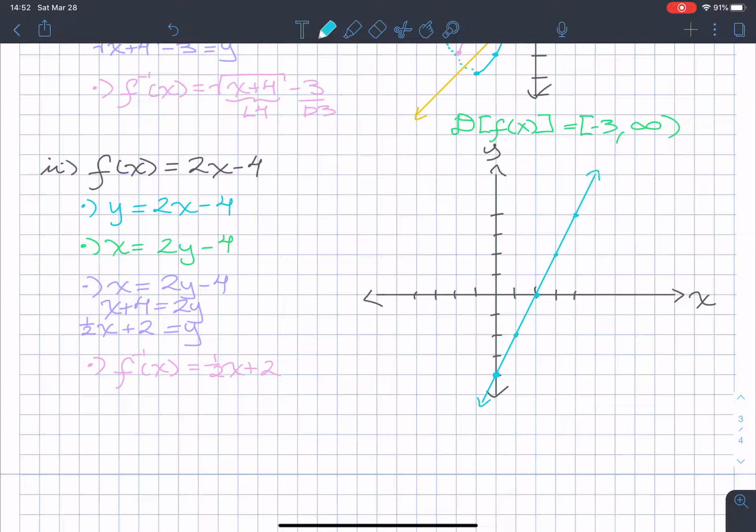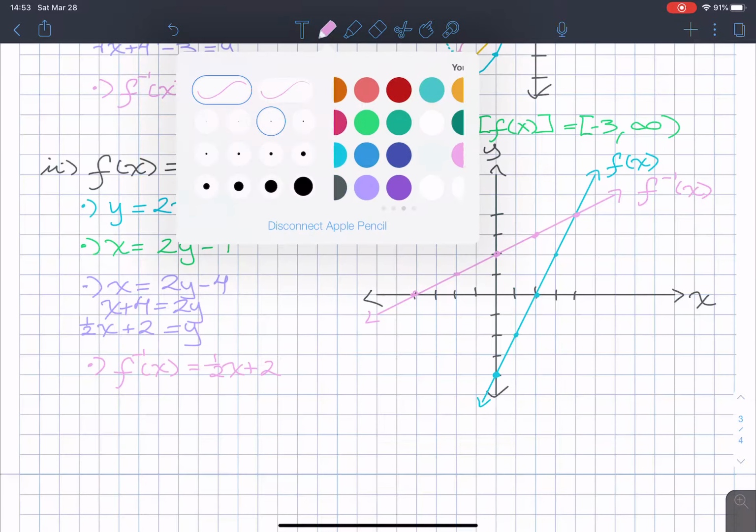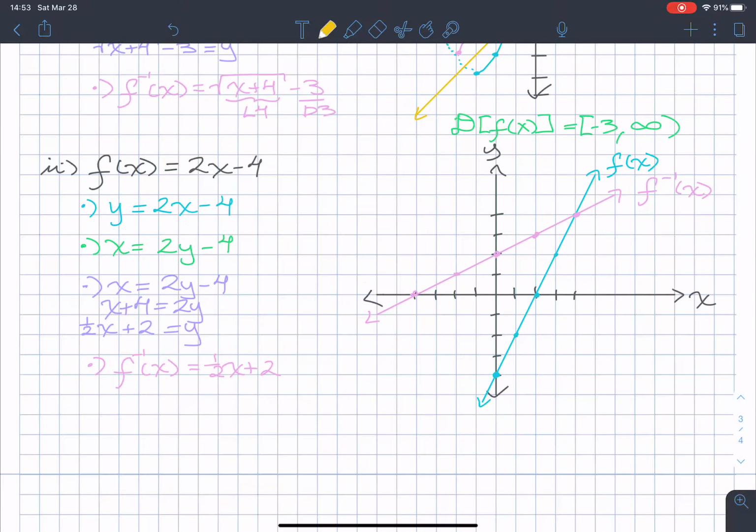So this is f of x. And now let's plot f inverse of x, which has a y-intercept of +2 and a slope of rise 1, run 2, rise 1, run 2. So this is f inverse of x. And once again, if we look at the main diagonal, it looks like these are mirror images on either side of the main diagonal.